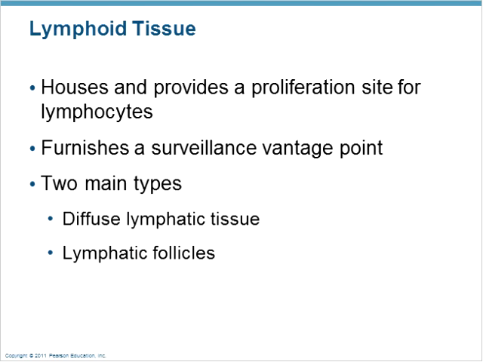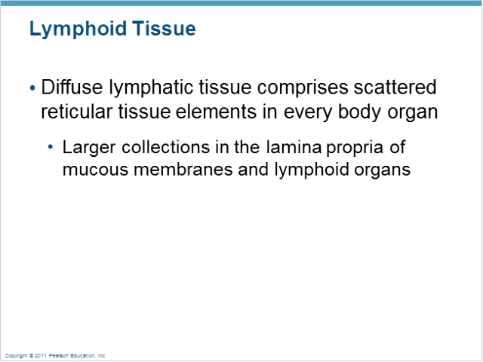Lymphoid tissue houses and provides a proliferation site for lymphocytes, and it furnishes a surveillance vantage point. There are two main types of lymphoid tissue: diffuse lymphoid tissue and lymphatic follicles. Diffuse lymphoid tissue comprises scattered reticular tissue elements in every body organ, and they're larger collections than the lamina propria of the mucous membranes in the lymphoid organs.